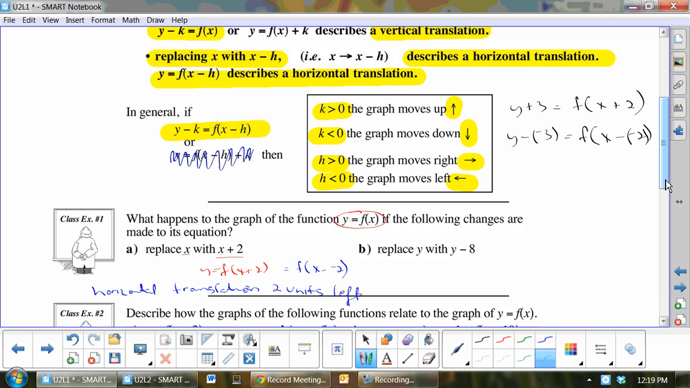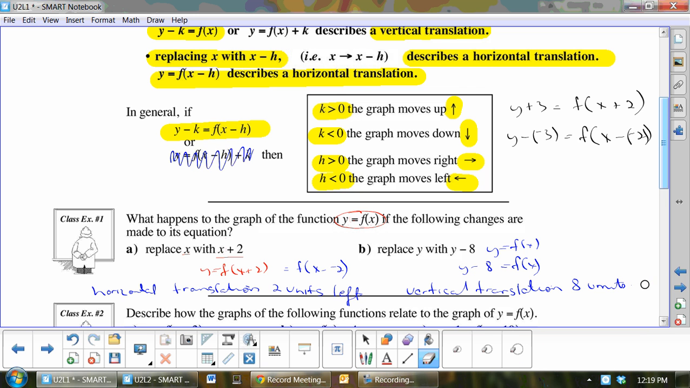Yes? Yes, we'll get to that. I wanted to do the first one using full words, because if I have students that I didn't teach last year, and I start saying HT, VT, they might not even know what I'm talking about. Okay? Now, if I'm replacing y with y minus 8, remember, it's y equals f of x, right? If I take y and replace it with y minus 8, what is happening? Very good, yep. So a vertical translation, 8 units up.